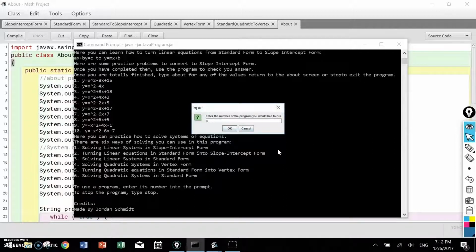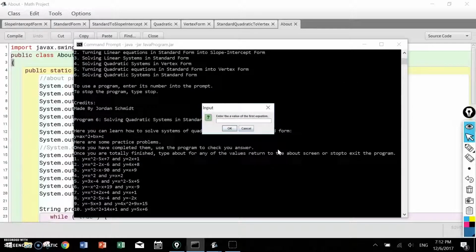And now for the last program, solving quadratic systems in standard form. So, once again, just enter the 1, the negative 5, and the 7 for the first equation. Now, since this is a slope-intercept form equation, but technically it's also a standard form quadratic equation, because if you enter a 0 for the a, and then a 2 for the b, and a 1 for the c, it ends up being a vertex form equation. Hence, you can get an answer. In this case, it's infinitely many solutions.